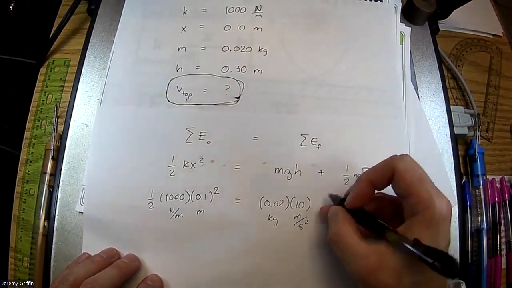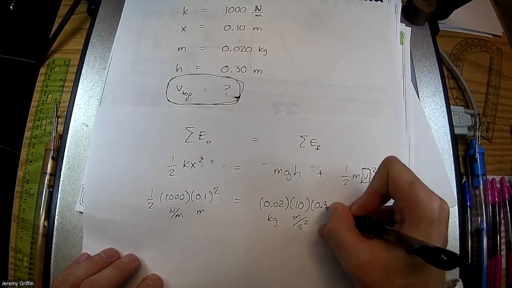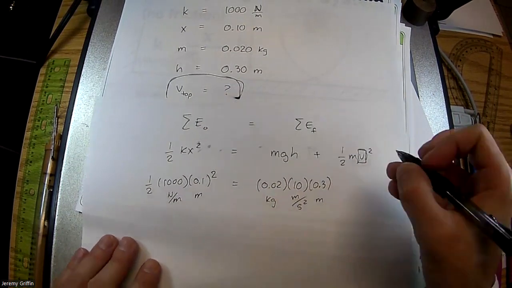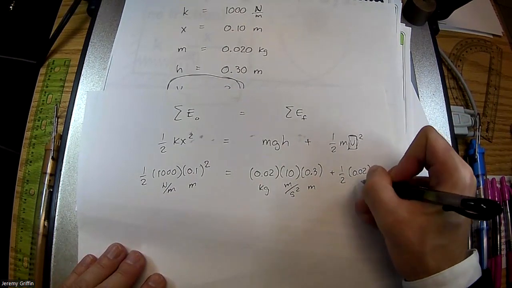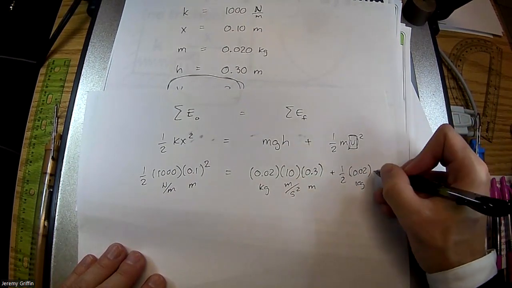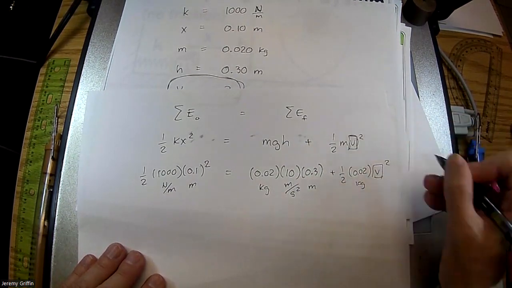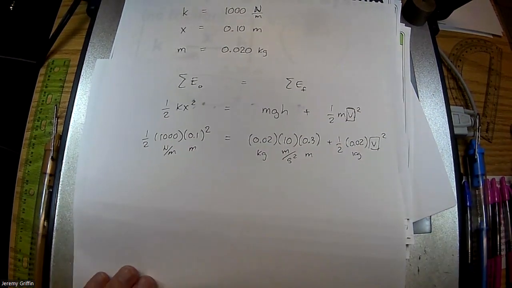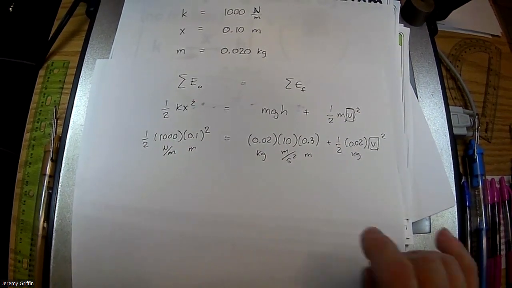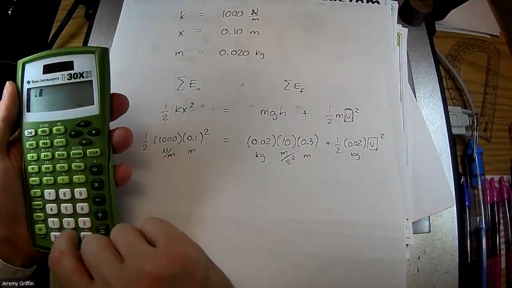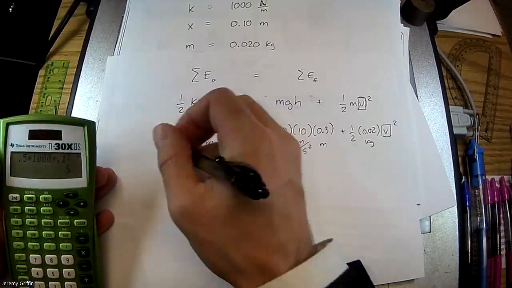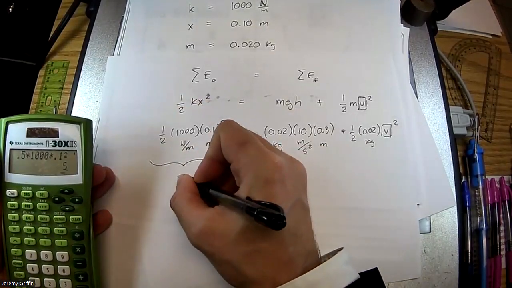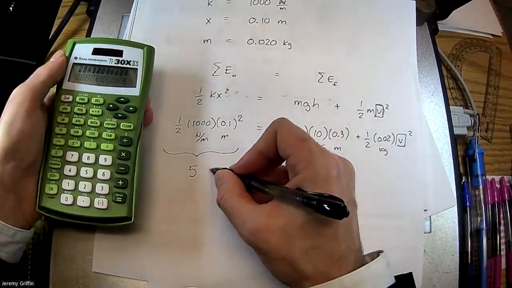And then height. I gave you guys a height change of 30 centimeters, so I'll call it 0.30 meters. Okay. And plus 1/2, 0.02 kilogram. And then v we're solving for squared. Boom. Okay, guys get that? Okay. Let's do some energy accounting. So 1/2 times 1,000 times 0.1 squared. Okay, this is like 5, guys, 5 what?